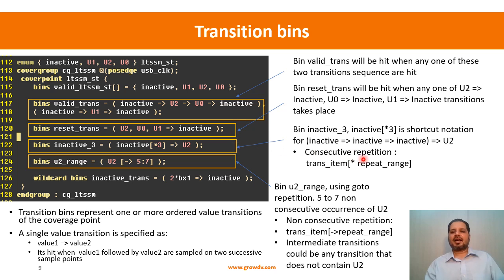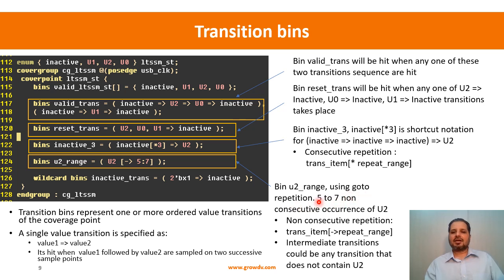Okay, and the syntax is that you take whatever the transition item that you are referring to, and then you use this star and then provide a repeat range. Actually you can provide a range as well. Here we are showing a fixed value, but similar to what we have done in case of assertions, we can define a range as well. Then if any of the range values is able to match, then the corresponding bin will be considered as hit. There is also a Goto repetition.